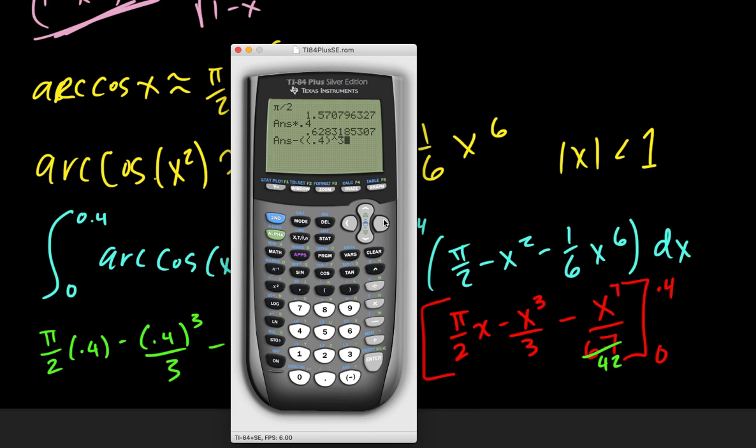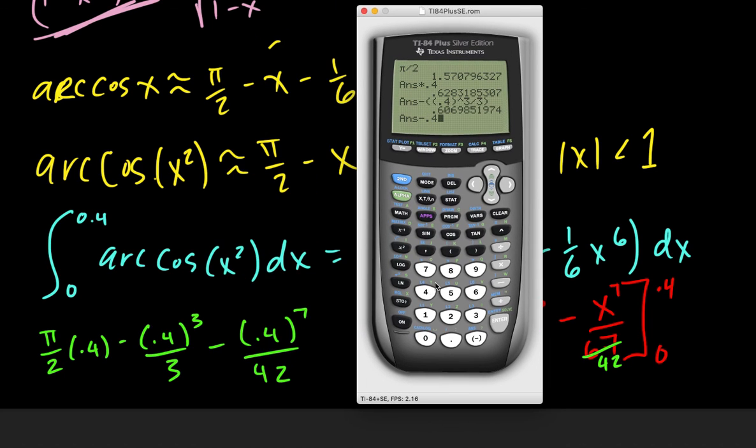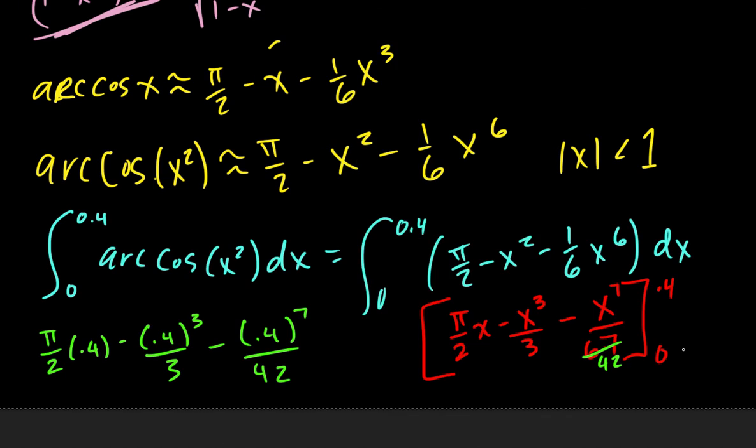Add another parenthesis just to be safe. And subtract that, we get 0.4 raised to the 7. Add another parenthesis. Divided by 42. Okay, and we get 0.607.